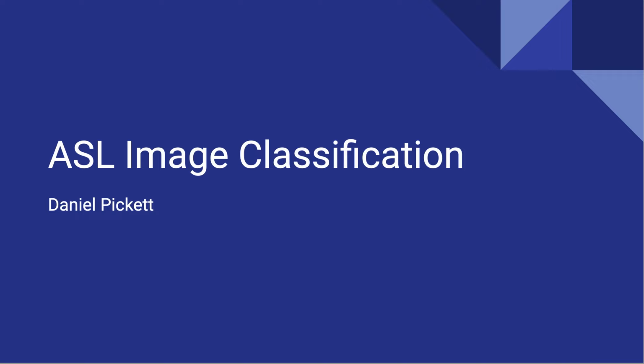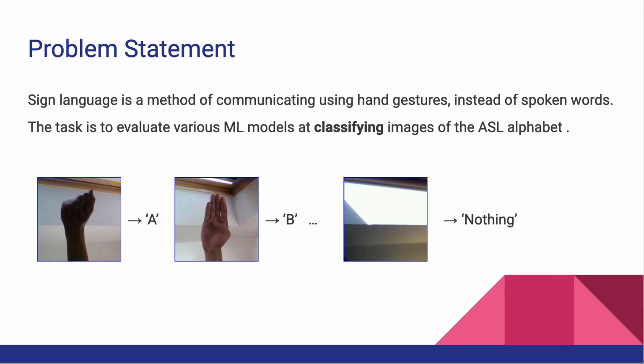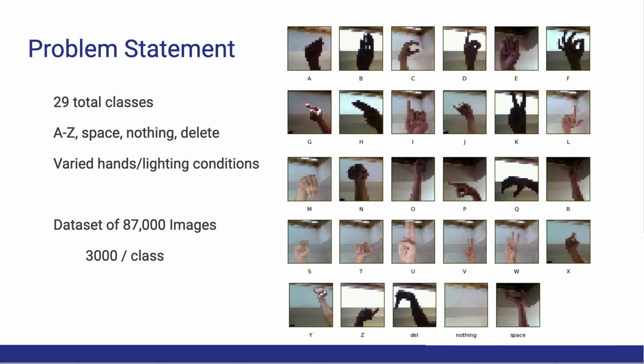My name is Daniel Pickett, and I'll be presenting on my project for Machine Learning and Data Mining 1 on ASL Image Classification. So ASL, or American Sign Language, has a sign for each of the 26 characters in the English alphabet. So the task here is to create various models that will take in one of these images of a sign and predict the character that it represents, shown in these examples, and then compare the different models and see which performs best at this task.